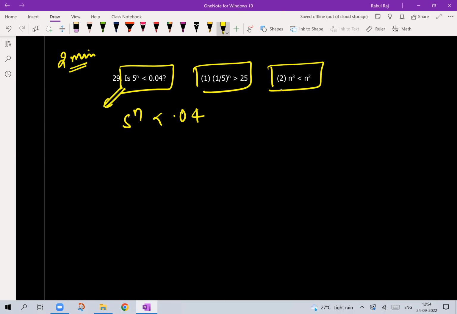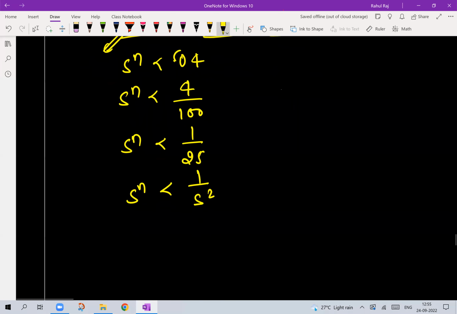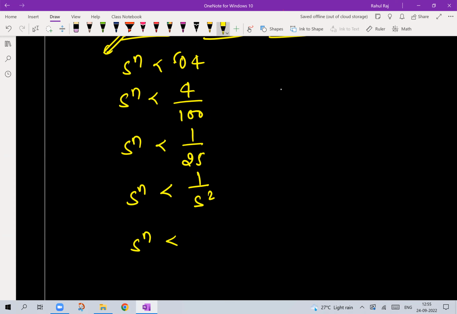So imagine the question is asking: 5 to the power n less than 0.04. What do you understand from this question? Nothing, absolutely, right? So you'll have to do some work here. Can I say it's 5 to the power n less than 4 by 100? If I remove this point, it's 4 by 100. Can I say 5 to the power n is less than 4 by 100, which is 1 by 25? That means 5 to the power n is less than 1 by 5 square.